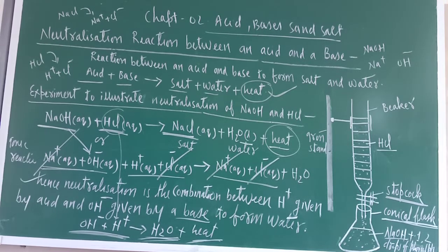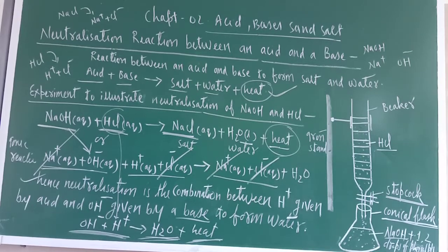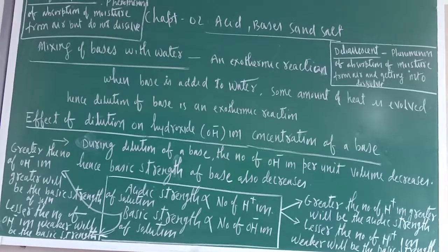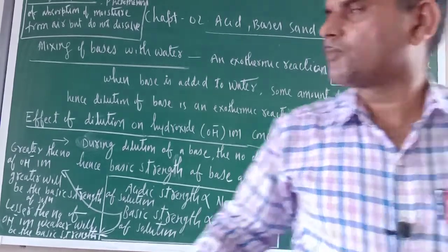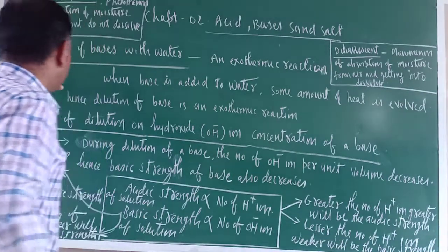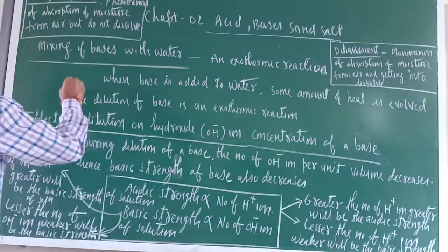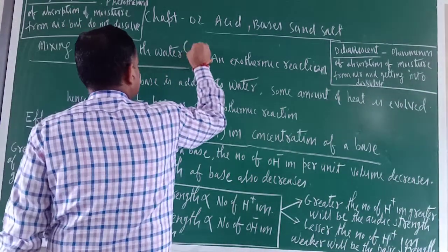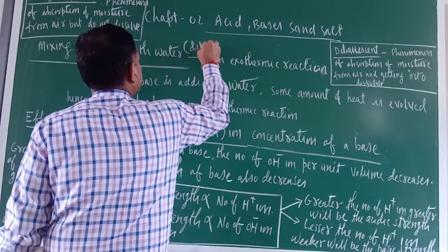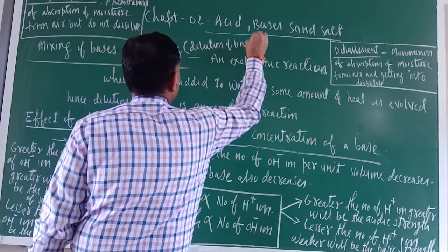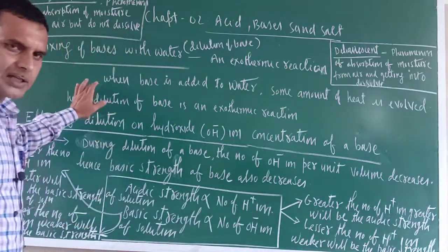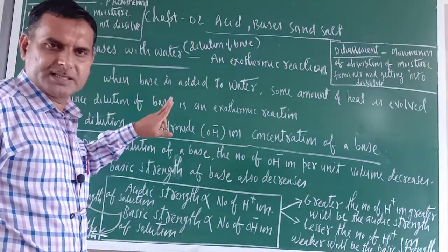Now the next topic is dilution of bases. So now, mixing of bases with water. What is the name of this process? Mixing of bases with water is called dilution of base. Here also we follow the same process.